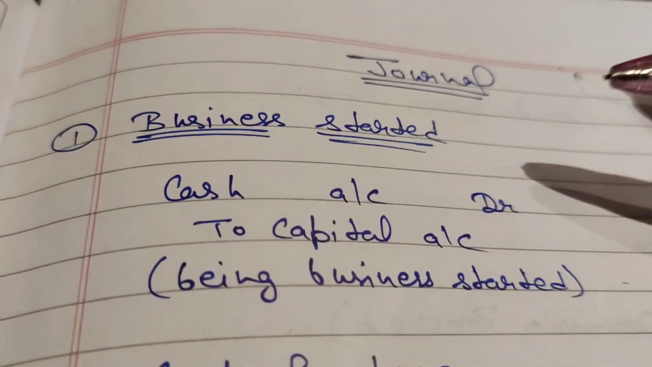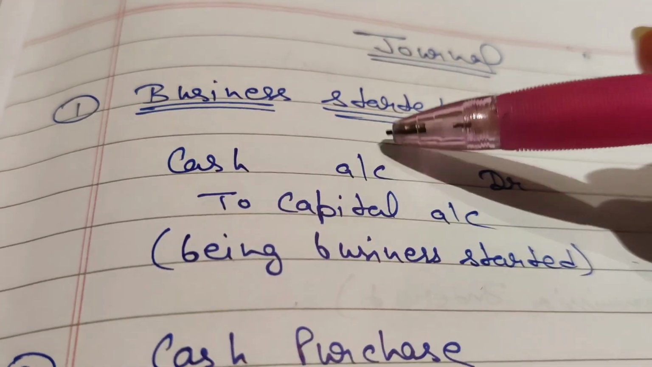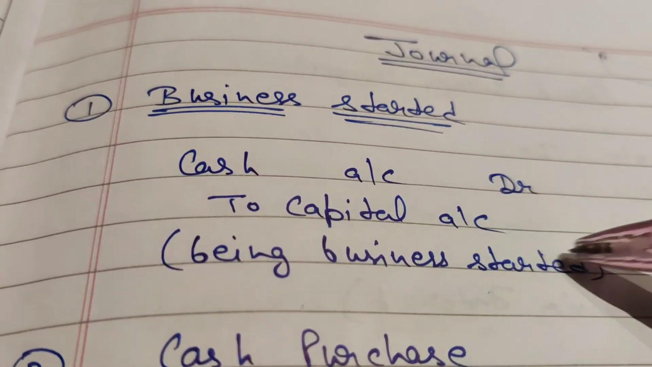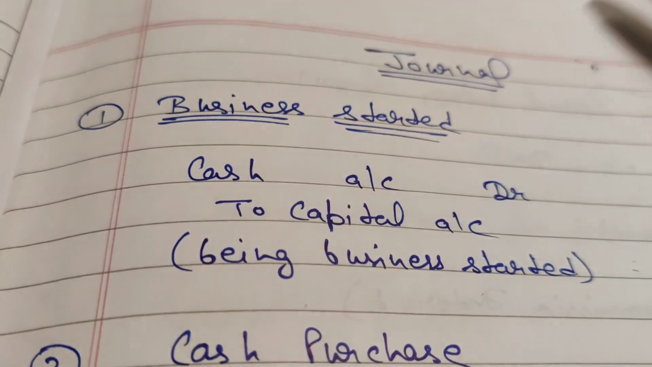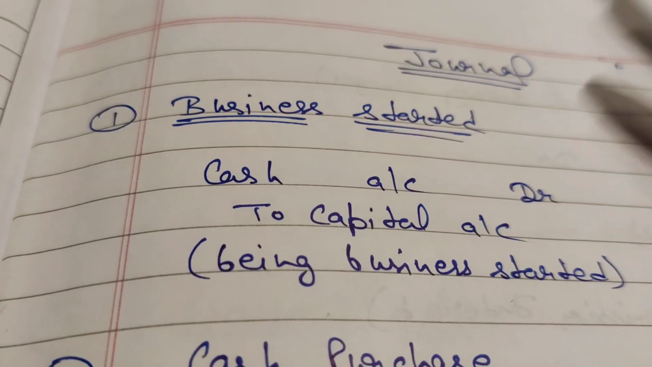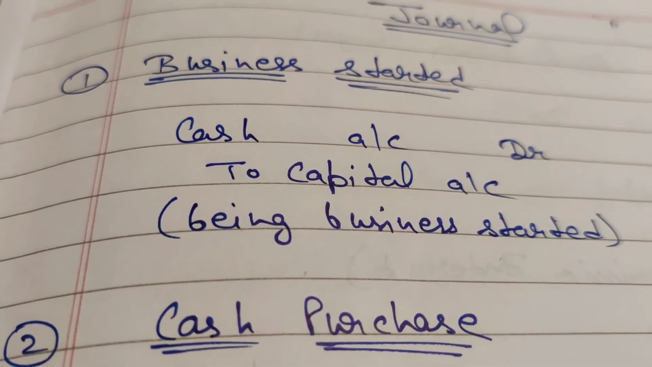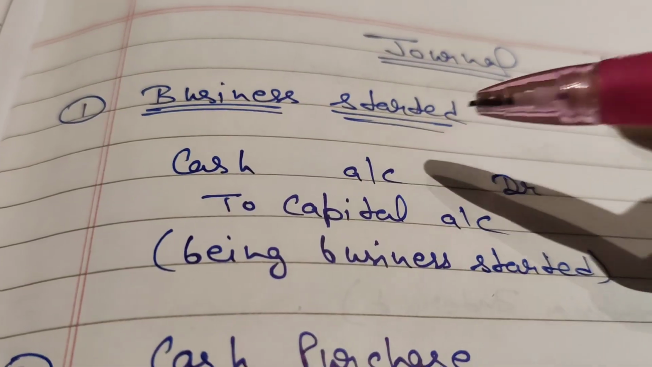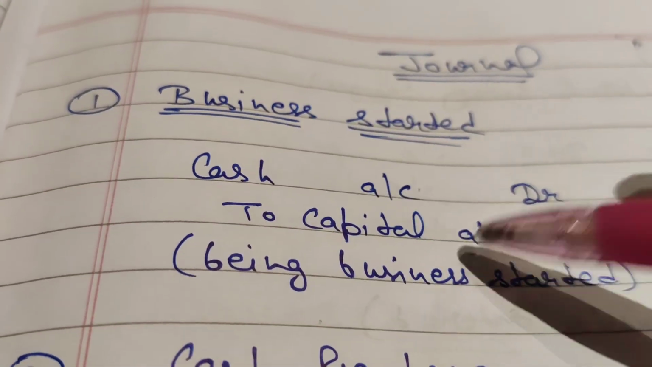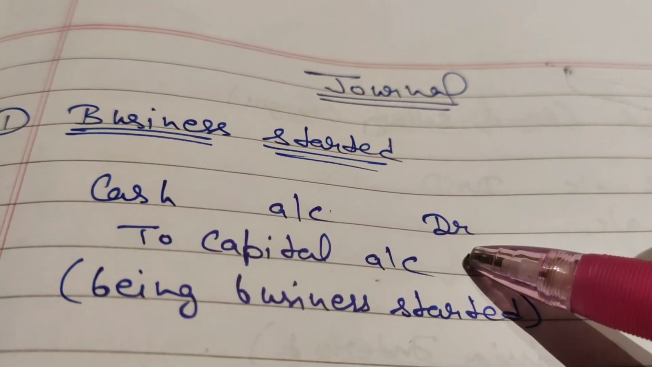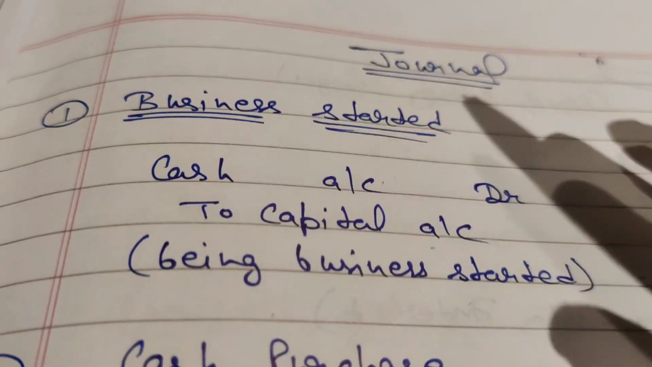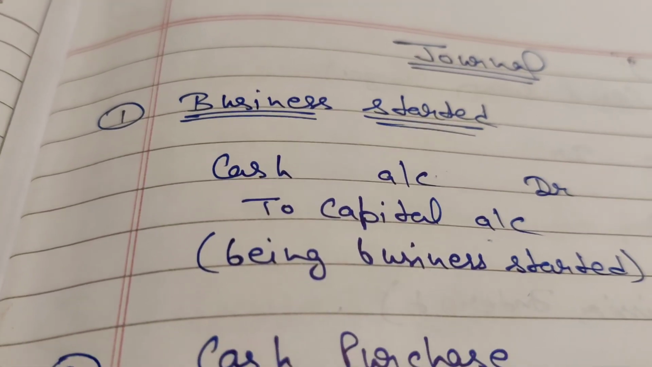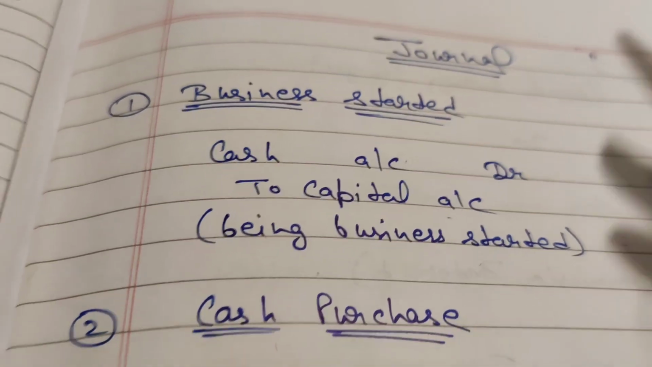As you can see, business started: cash account debit to capital account, being business started. This is the small information we write in brackets whatever entries we are doing, whether we are purchasing or anything else. So this is how we start, cash to capital. Always remember debit is written in the first line. This is very basic and it will help you in solving any kind of question.